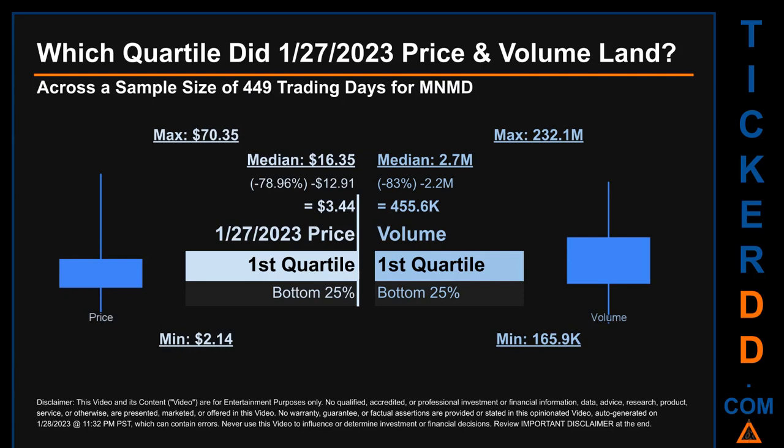Descriptively, MNMD has a median price of $16.35. Therefore, January 27, 2023 price was lower from that middle marker by 78.96%. The day's volume of 455.6 thousand was less than the median by 83%.